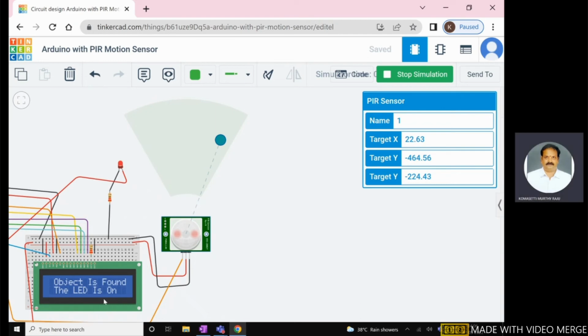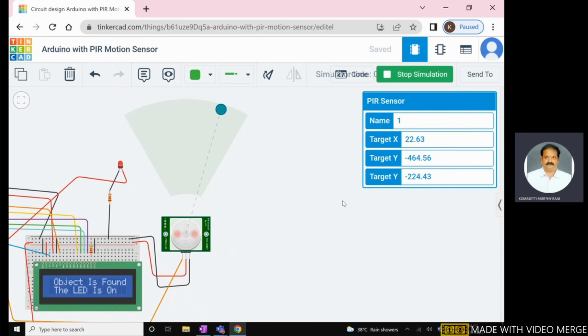Object is found means that a living object having some temperature is entering the sensing region of the PIR sensor. At that instant, the object is found and the LED is on. Here, the object is found, the LED is on. Here, the object is not found, the LED is off. The object must be in a moving condition only.